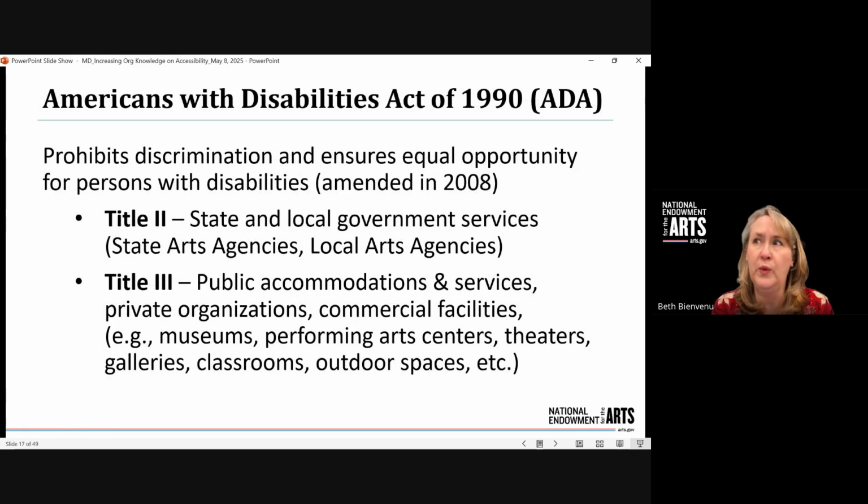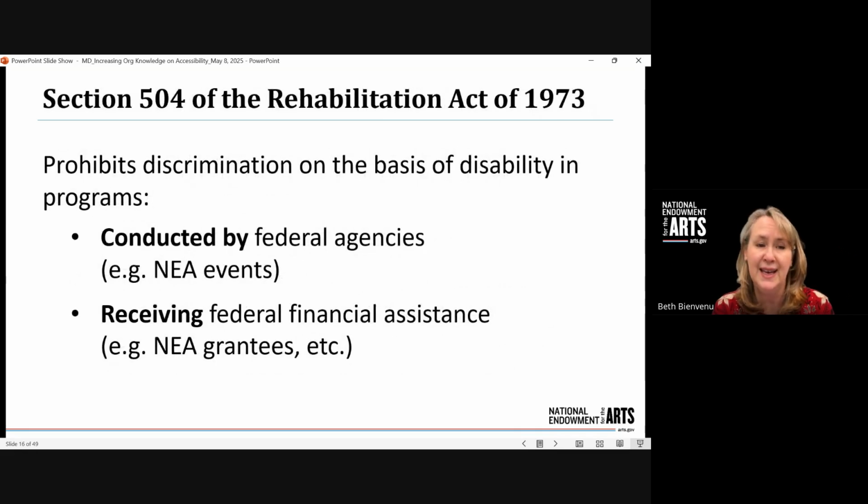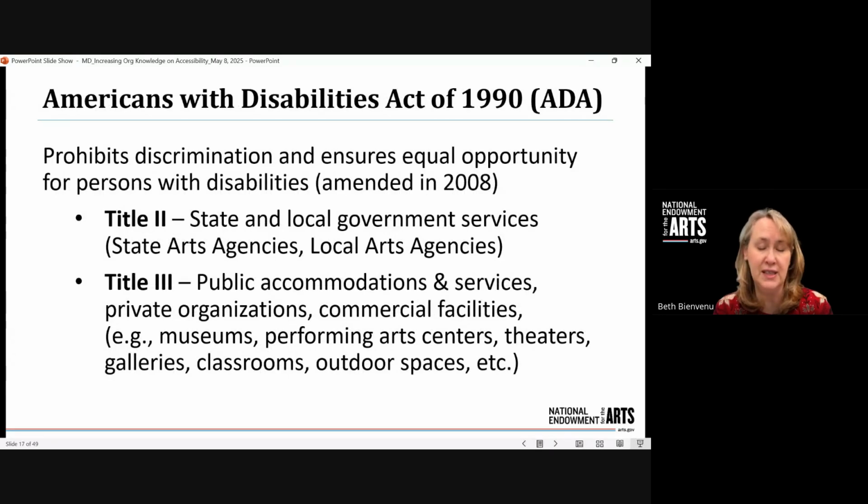So when the Rehab Act was passed, it was a big accomplishment, but it didn't cover everybody. So after years of continued advocacy by the disability community, the Americans with Disabilities Act was passed in 1990. And that prohibits discrimination and ensures equal opportunity for people with disabilities.